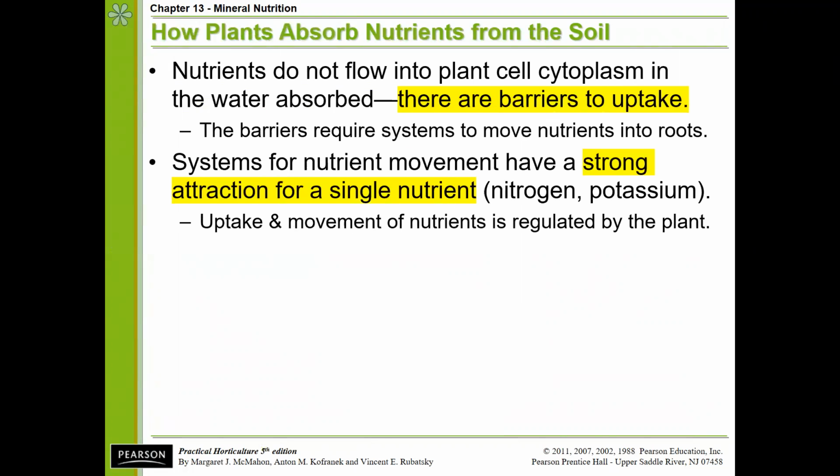So most of these systems do have a strong attraction for a single nutrient and are geared for particular nutrients, especially with nitrogen and potassium. There are other systems, though, that can move multiple nutrients using the same mechanism.